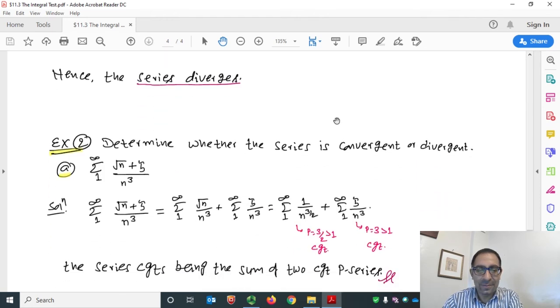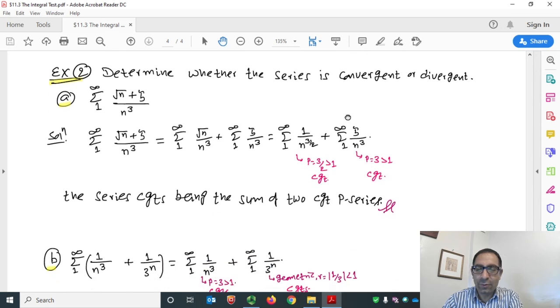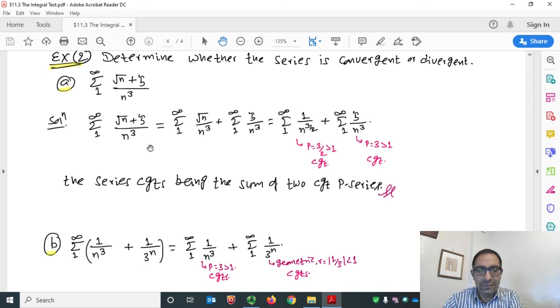Let me scroll down. Let me do example 2. Determine whether the given series is convergent or divergent. Part A. The given series is summation n from 1 to infinity of radical n plus 5 over n cubed. So great. So now let's use our p-series test to show the series convergent or divergent.